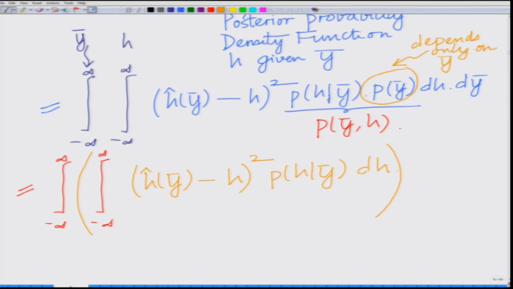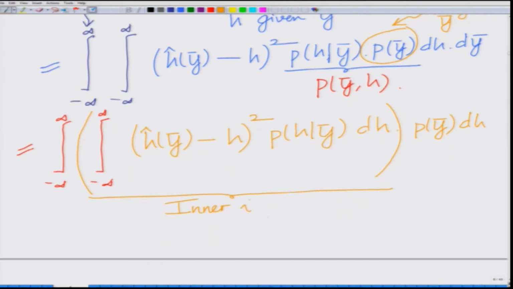This is a probability density function of h given y bar. So, this depends only on y bar. So, I can move this into the outer integral, all right. So, this is basically your inner integral, correct, with respect to h. Let me just write that clearly. This is your inner integral with respect to h.